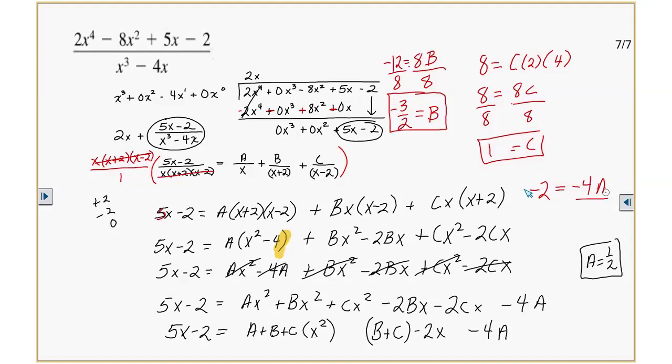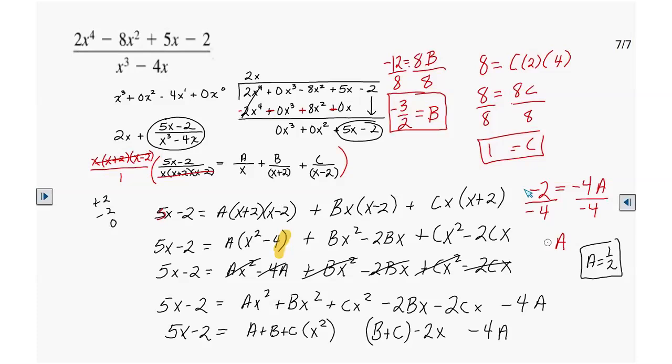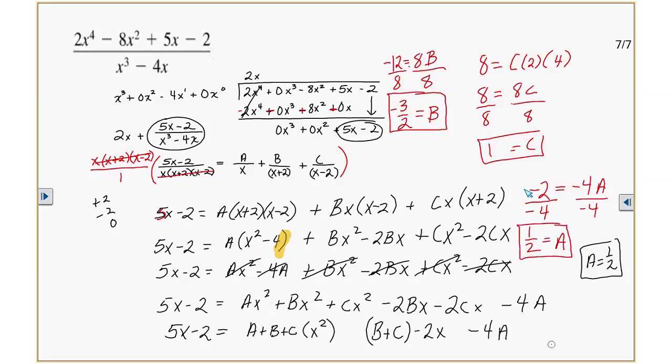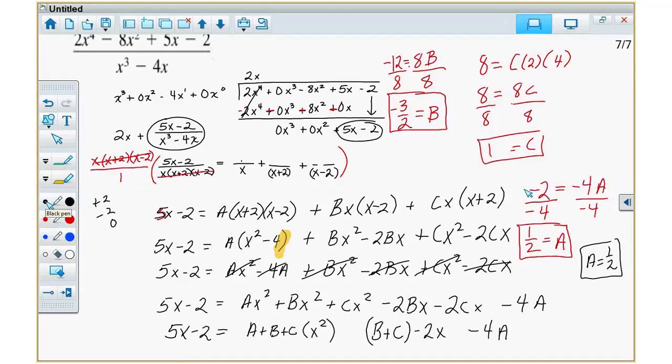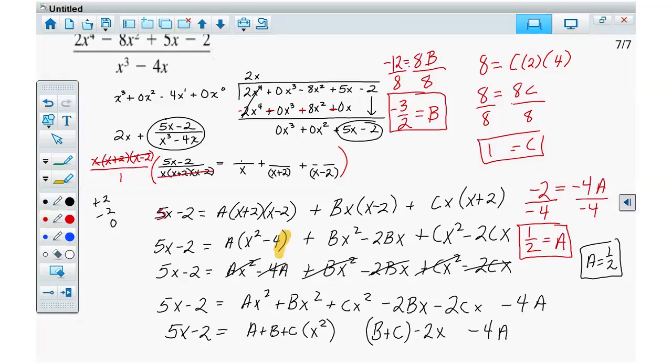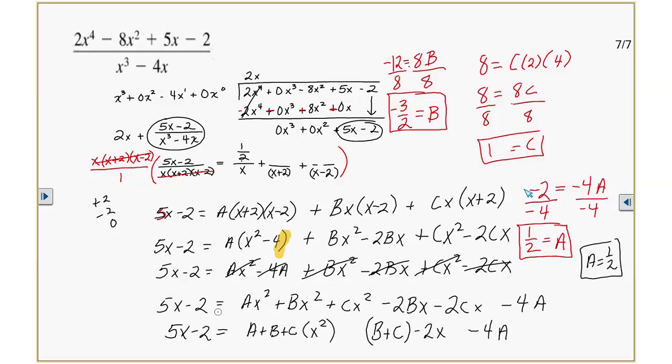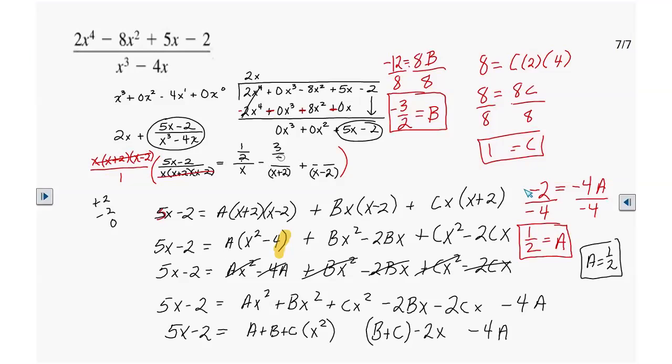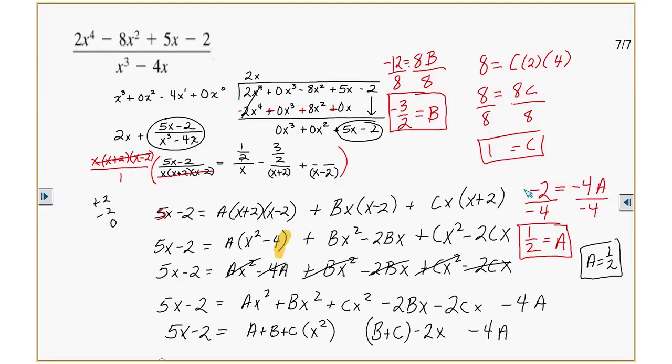Divide by -4, and a is equal to 1/2. So now you can rewrite this as 1/2 plus or minus, so that changes to a minus, 3/2 over x plus 2, and 1 over x minus 2.